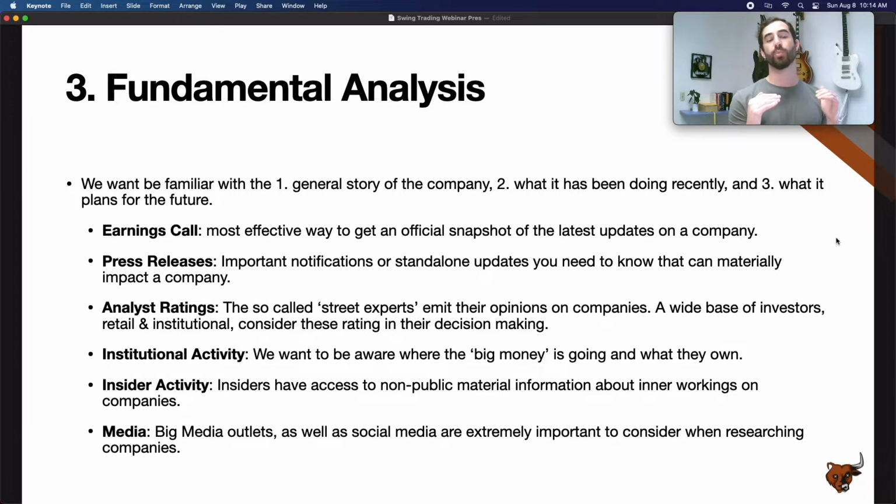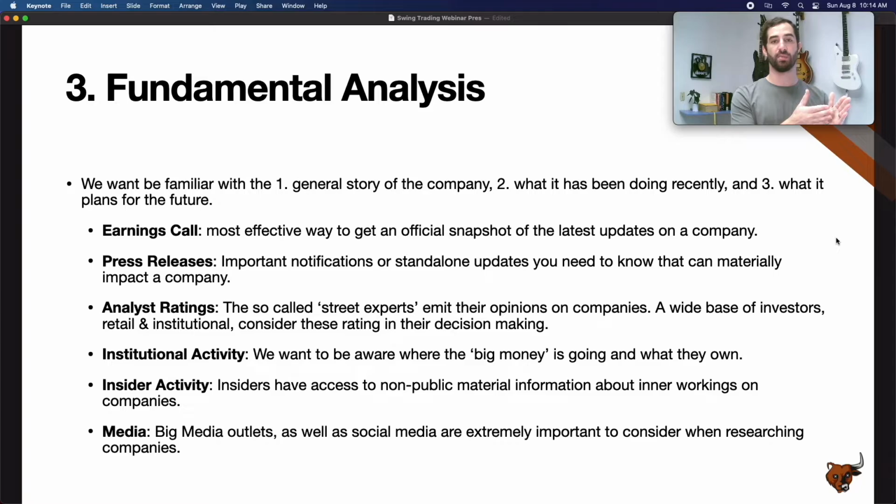Specifically look at press releases that have been released after the latest earnings call. Okay, so if the latest earnings call for the company that you're analyzing was on, let's say, May, and it's July, you want to look at whether the company has had any press release during that time.